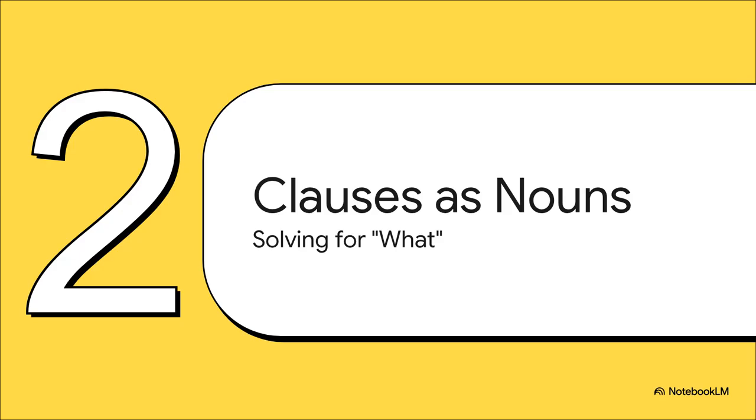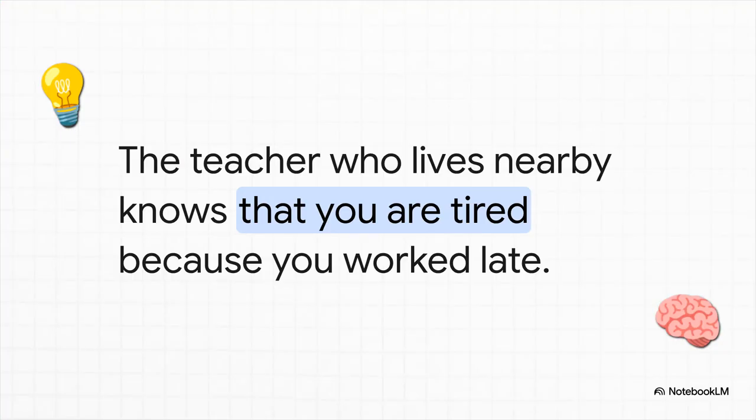All right, our toolkit is ready. Let's get our hands dirty and start deconstructing our puzzle sentence. We're going to start with a really interesting part, the chunk of the sentence that acts like a thing or an idea. This is the part that solves for what? Check out this piece right here, that you are tired. See that? This whole group of words is working together to do one single job. It's acting like a noun.